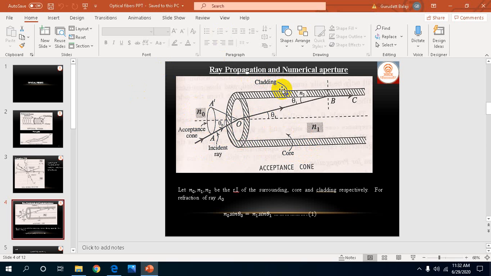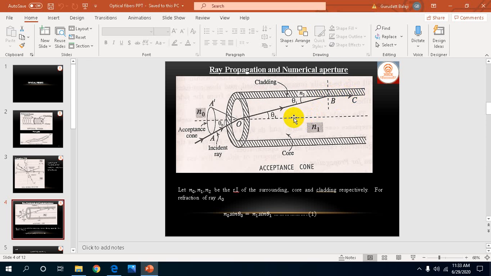So the ray, to begin with along AO, is entering into the core at an angle theta naught to the fiber axis. Then it gets refracted by an angle theta 1 and proceeds to fall at the critical angle of incidence at point P, which is equal to 90 minus theta 1, on the interface between core and cladding. Since we are considering incidence at the critical angle, the refracted ray grazes along the path BC.